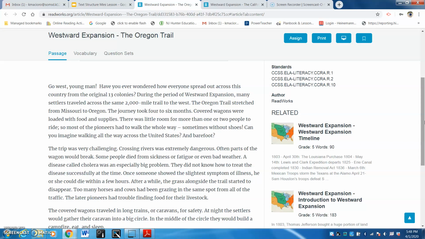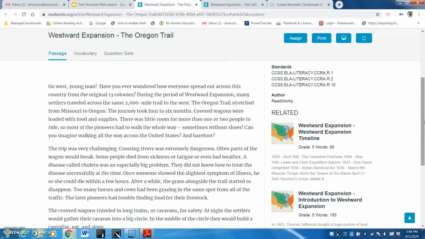Go west, young man. Have you ever wondered how everyone spread out across this country from the original 13 colonies? During the period of westward expansion, many settlers traveled across the same 2,000-mile trail to the west. The Oregon Trail stretched from Missouri to Oregon. The journey took 4 to 6 months. Covered wagons were loaded with food and supplies. There was little room for more than 1 or 2 people to ride, so most of the pioneers had to walk the whole way, sometimes without shoes. Can you imagine walking all the way across the United States and barefoot?